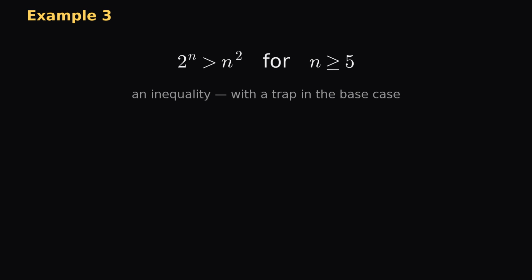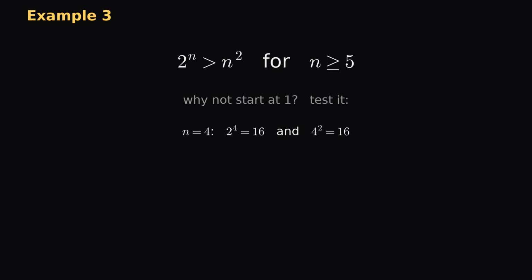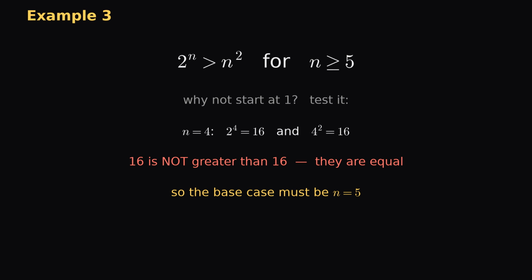Example 3, an inequality. And this one has a trap sitting in the base case. Prove that 2^n is greater than n², for n greater than or equal to 5. So why not start at 1? Test it. n equals 4 gives 16, and 4 squared is 16. 16 is not greater than 16. They are equal. So the statement is false at 4, and the base case has to be 5.